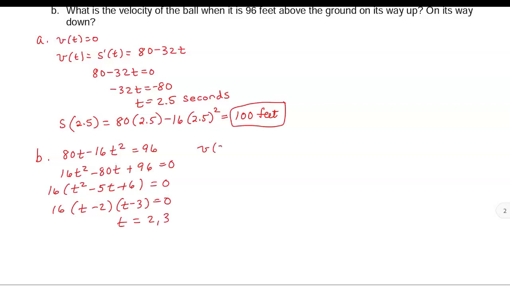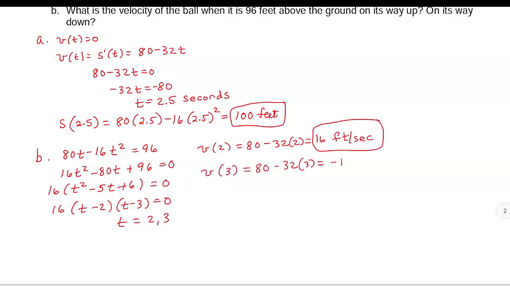That means I can substitute 2 back into the velocity function, and I'll get 16 feet per second. And then again, the position is 96 at t equals 3. That is negative 16 feet per second because the direction is downward.